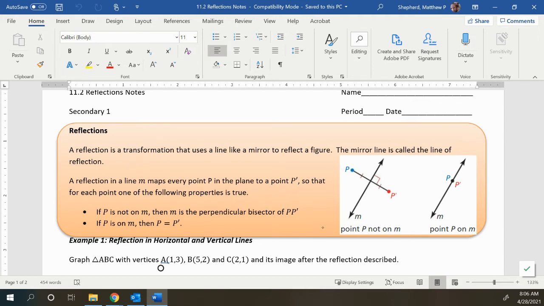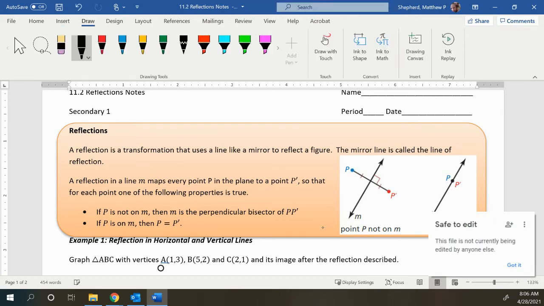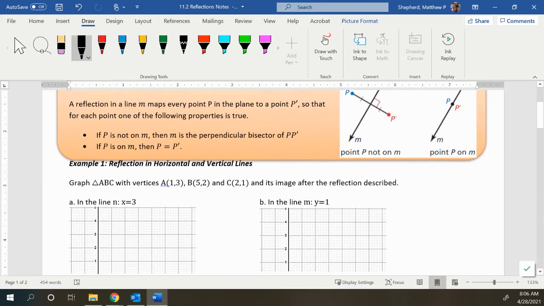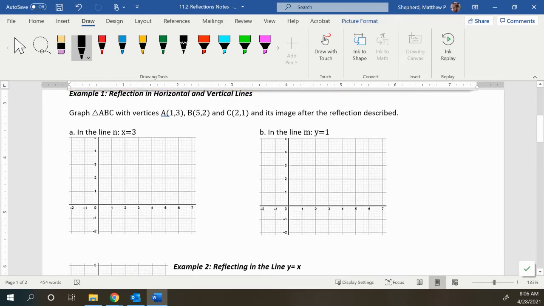And if P is on M, so if the point is on the line, then P is equal to P prime. So you'll notice right there, if P is on the line, then they're going to be the exact same point. And that's what that is saying. All right, so let's do some reflections.